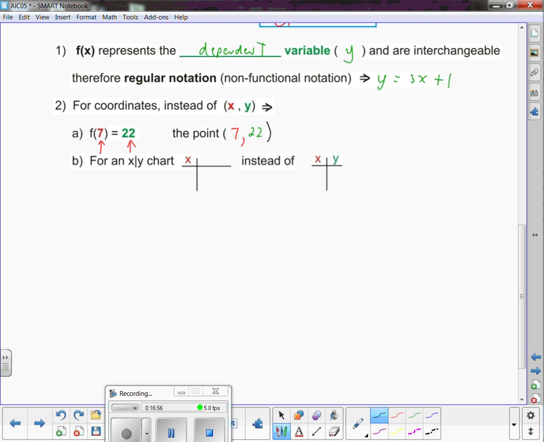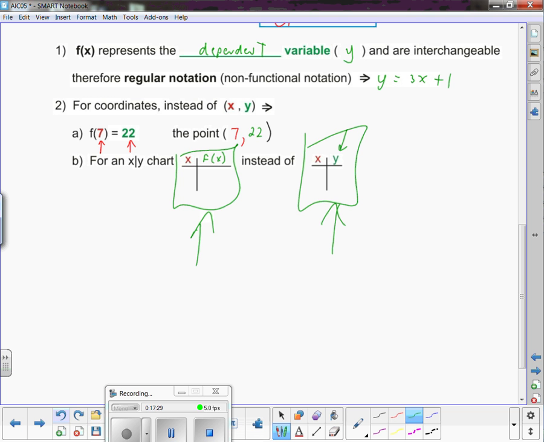If you were to write this as an XY chart, you can do it two different ways. You could do x, and on the other side, f of x. Or, remember, f of x and y are interchangeable, so you can go y instead of f of x. This is two different views of the same thing. This is functional language, and this is your normal thinking language. Okay? But it's the same thing.